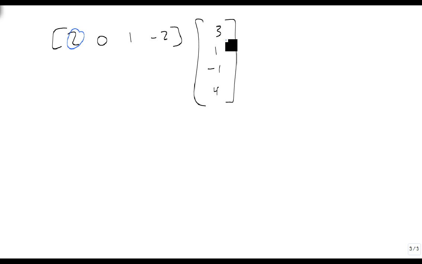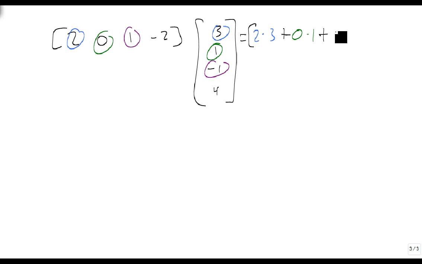We could also look at a 1 by 4 and a 4 by 1. So if we have 2, 0, 1, minus 2, times 3, 1, minus 1, 4, we're going to get 4 things. We're going to get 2 times 3, plus 0 times 1, plus 1 times minus 1, plus minus 2 times 4, and that ends it. So now we just have to multiply.